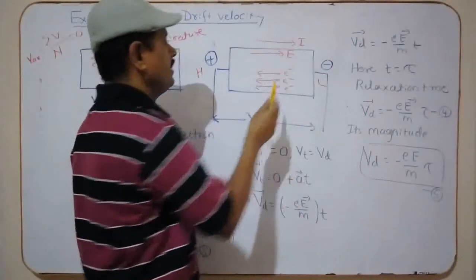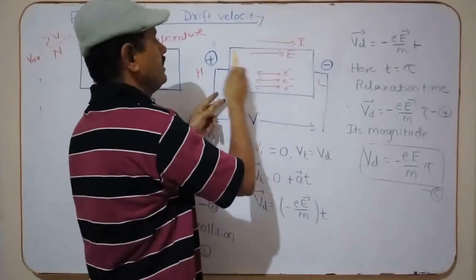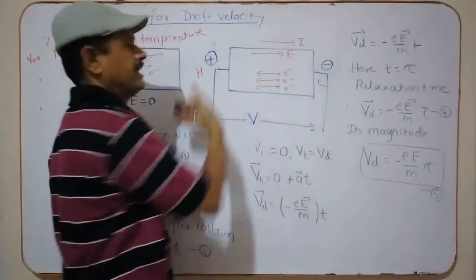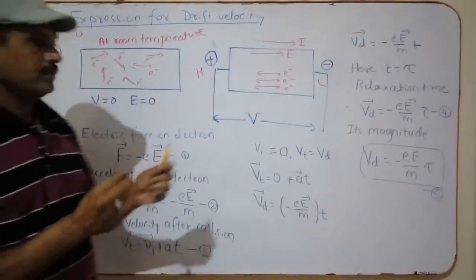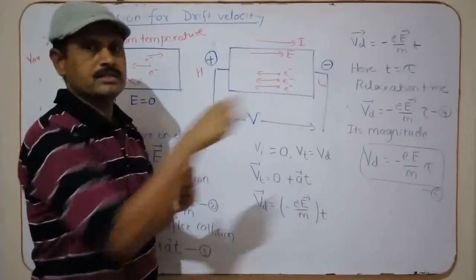And then there is an electric field across the conductor and inside the conductor in this direction. Then electrons are moving in this direction. How do they move? Now the electrons collide with one another inside the conductor.